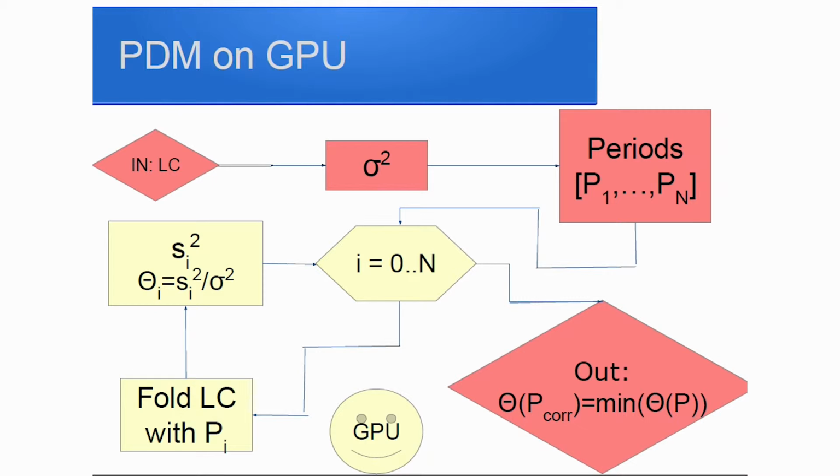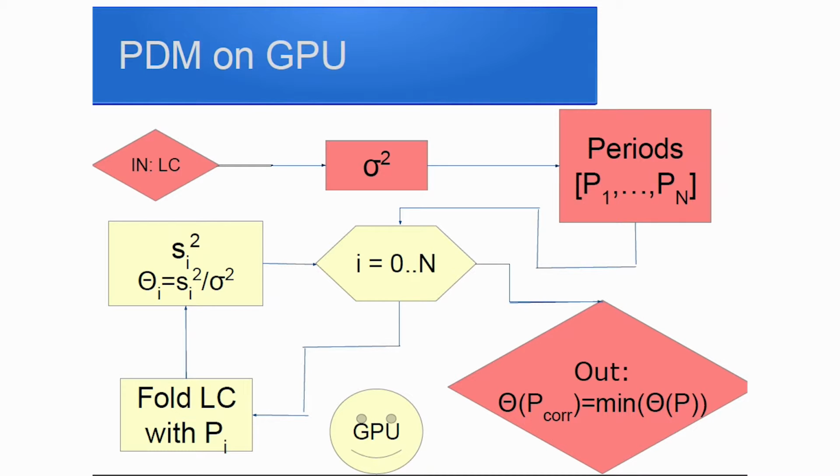And what is folding a light curve? Folding a light curve with a period means that we take the modulo of the observation times of the light curve with the test period, and we get a folded light curve with phases between 0 and 1. And we divide this folded light curve into bins. They can overlap also. And for these bins, we also calculate the variances and average them somehow.